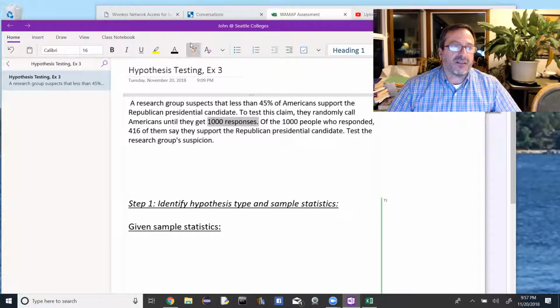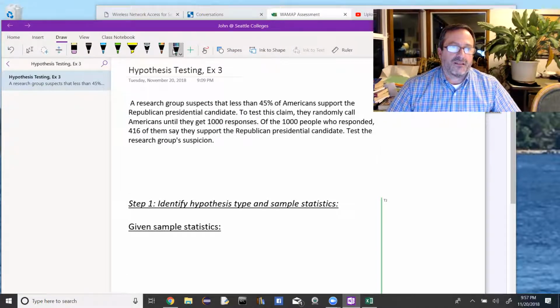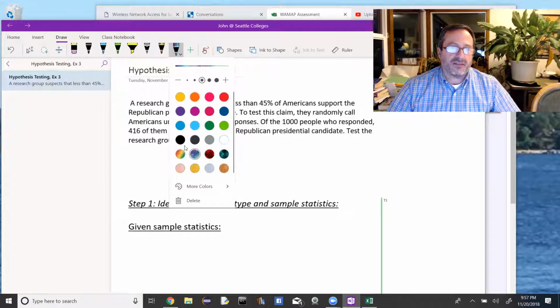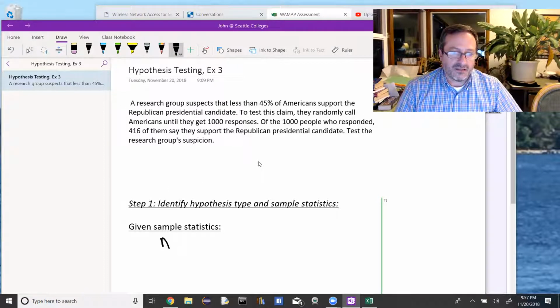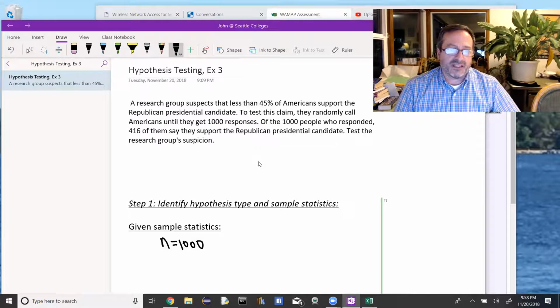I need to move this down a little bit. And I don't know what happened to my pen here. I went to rainbow color. I want black. So my N is 1,000. And of the 1,000 people who responded, 416 said they support the Republican presidential candidate. So that's X, the number of successes, or the number of people who said they supported a Republican candidate, 416.